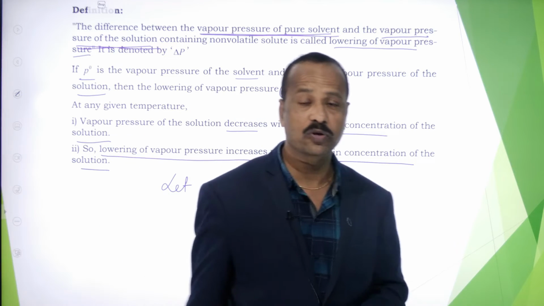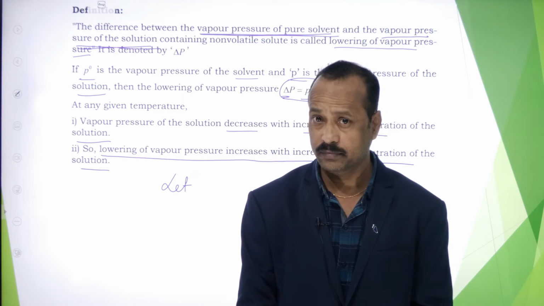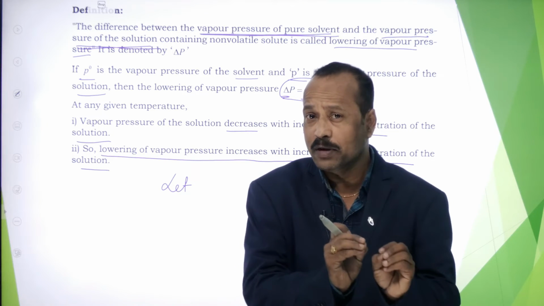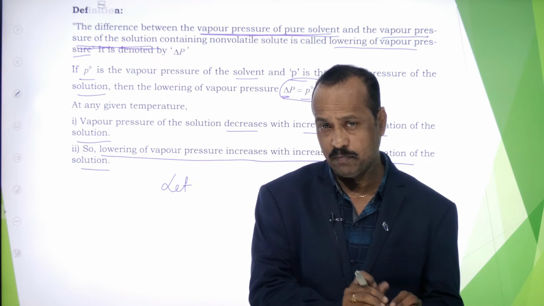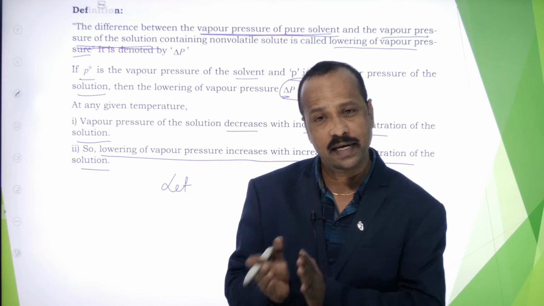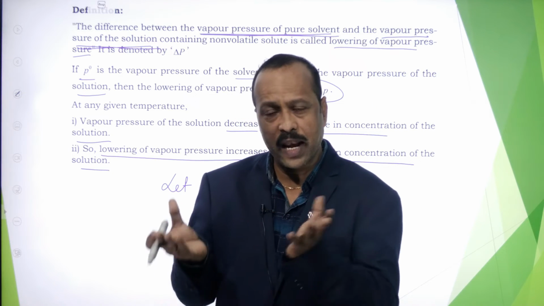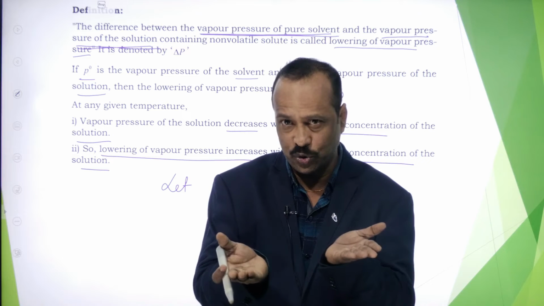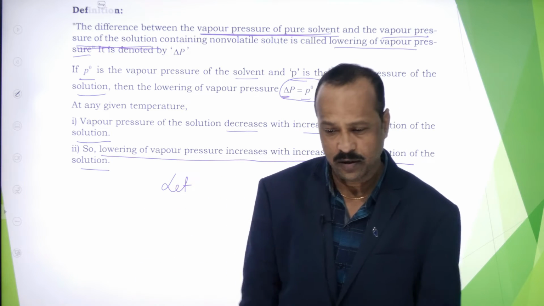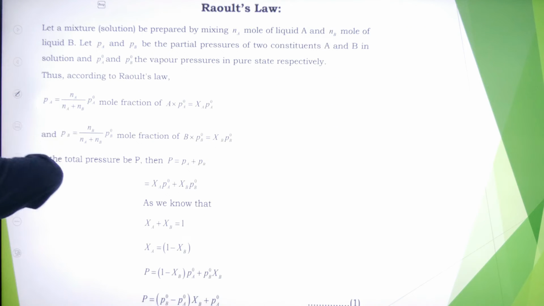So, students, that is about the lowering of vapor pressure. Clear? Any doubt? Very simple, no? The vapor pressure exerted by the pure solvent, pure liquid meaning one type of liquid, is always greater than the vapor pressure exerted by the solution. The difference between these two gives the lowering of vapor pressure.